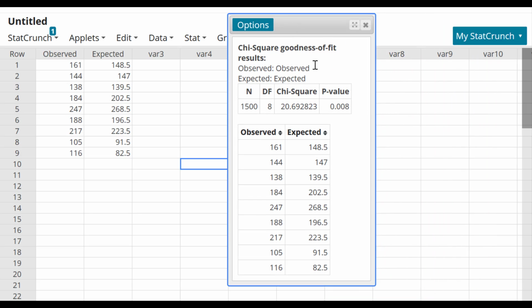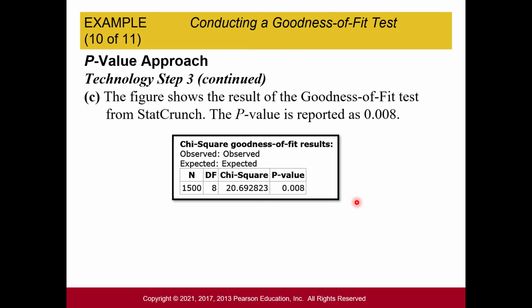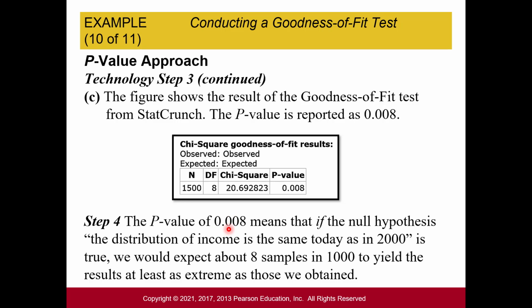And so notice what we have. Our degrees of freedom was 8, and our p-value is 0.008. Okay, and so a p-value of 0.008 means if the null hypothesis is true, we would expect about 8 samples in 1,000 to yield the results at least as extreme as those we obtained.